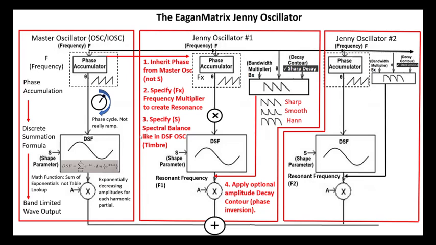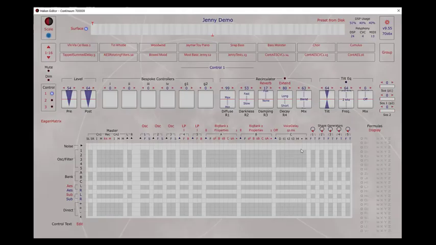And now let's take a look at how it's actually used in the EaganMatrix and what sounds you can really get out of this. I'll start with an empty preset. I'll turn the recirculator down because I don't want that confusing the sound of the Genie. Now I'll set a master oscillator. Just do something simple. Set a sine wave at 110 hertz.